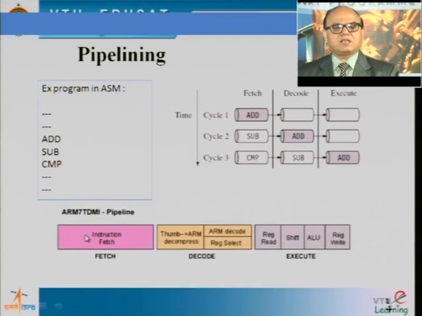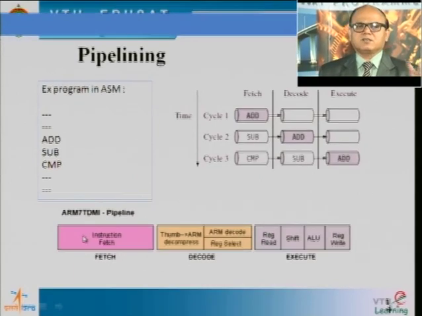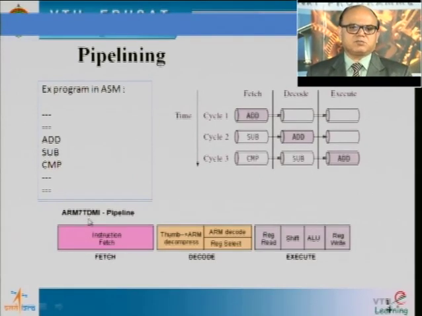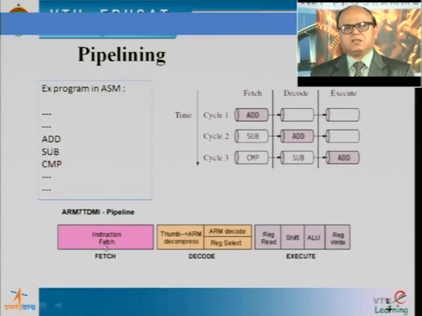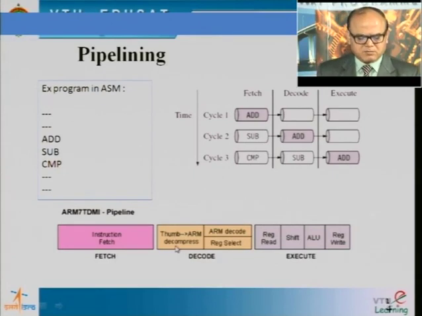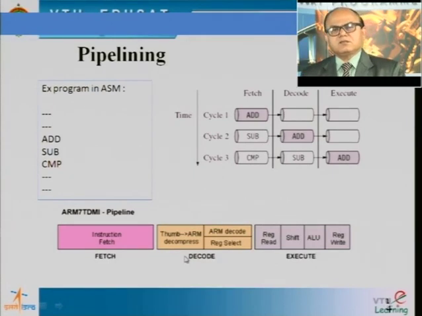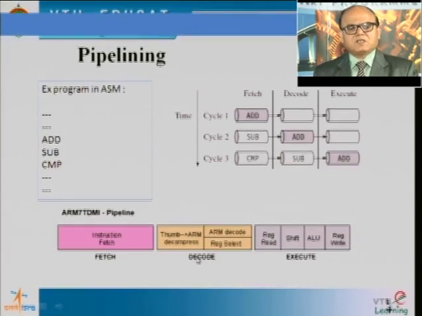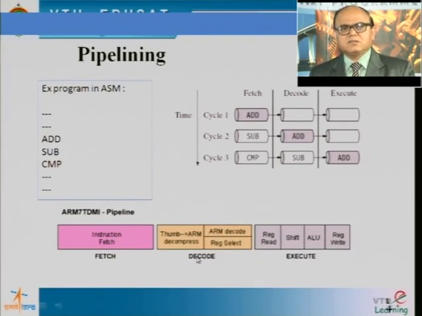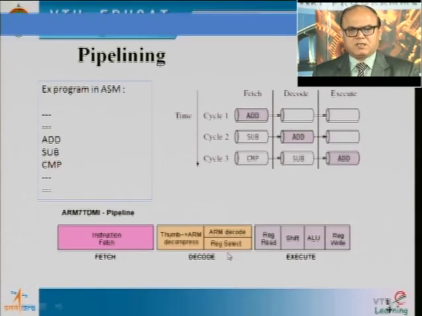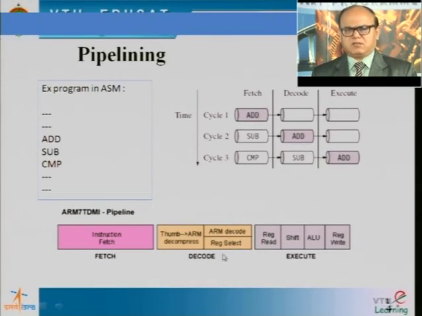Now let me select the example of the ARM7 processor. The ARM7 processor adopts a 3-stage pipeline. The first stage corresponds to the instruction fetch. The second stage is the decode stage. In the decode stage, if it is a 32-bit normal instruction, the instruction is decoded, and the register select is done in order to subsequently fetch the operand.